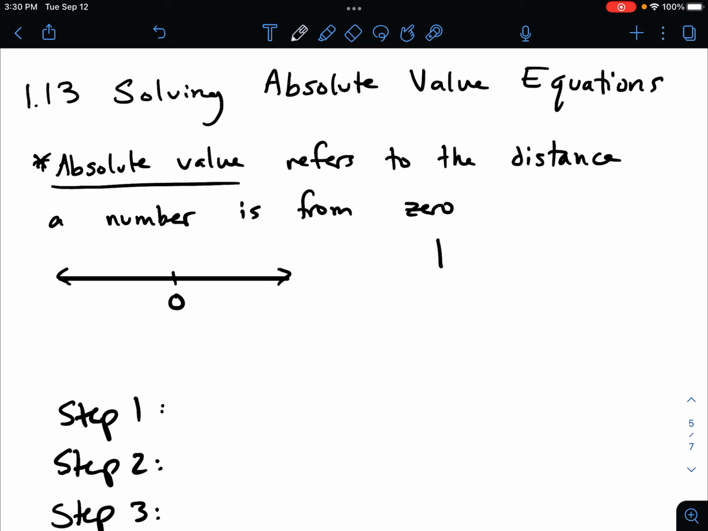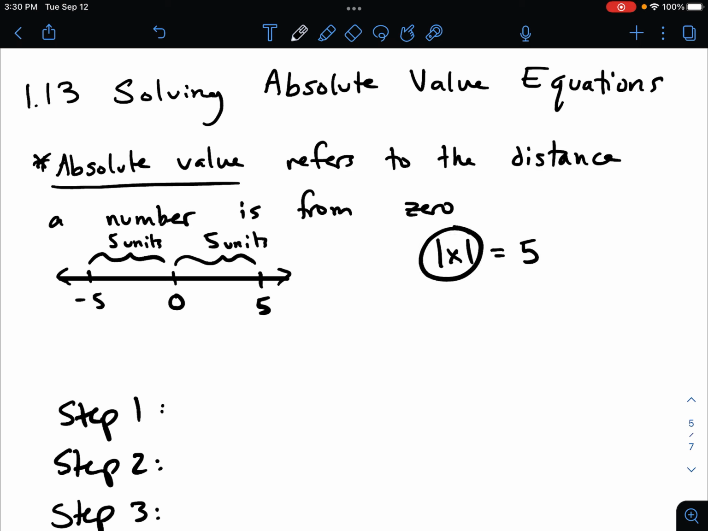And if I had something, let's say, like the absolute value of x is equal to 5, what this means is I'm looking for the distance that this number is from 0, right? And we know it has to be 5 units away from 0. So where on this graph can I find a number that's 5 units away from 0? Well, obviously 5 would be a possibility, right? Because between 0 and 5, that's 5 units. And another possibility would be over here at -5, because between -5 and 0, that's also 5 units.